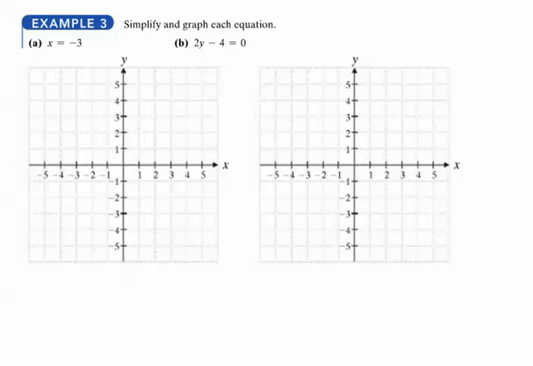Okay, then the next thing that we want to do in this section is we need to look at horizontal and vertical lines. So remember what I said, x equals -3 is not the solution to an equation. It is a graph. It is the set of all points whose x-coordinate is -3. This seems to be very difficult for a lot of students to get.